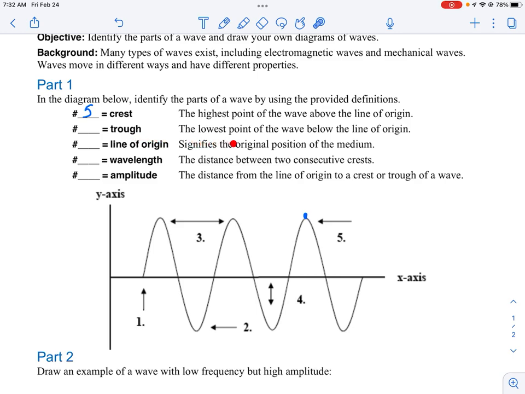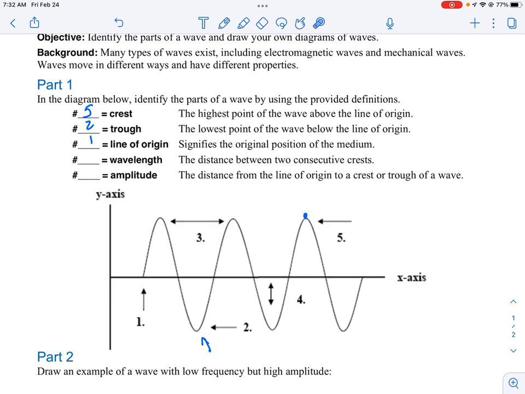Trough, lowest point of the wave below the line of origin. That's going to be here, right, number 2. And then of course these are troughs as well. This is a trough, okay? So anytime it's the lowest point. And then the line of origin, that's just this line right here, the x-axis, okay? So we'll call that number 1.